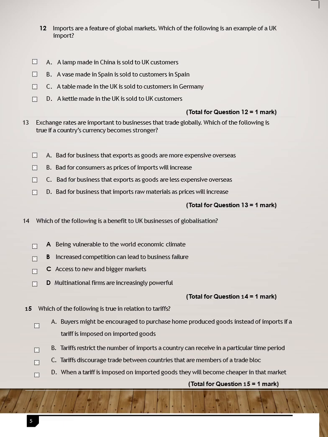Why is option B wrong? It says a tariff restricts the number of imports a country can receive in a particular time period. It is not restricting any imports. It is just trying to reduce the quantity imported. It is a trade barrier only, but you can import as much as you want. There is no restriction. Option C says a tariff describes trade between countries that are members of a trading bloc. Actually, among the members of a trading bloc there is no tariff. When a tariff is imposed on imported goods, they become expensive. So I hope you guys understand. Thank you.